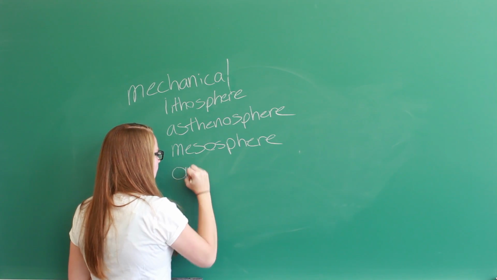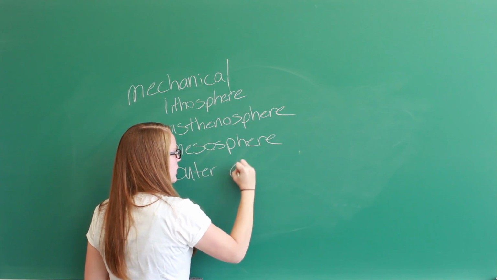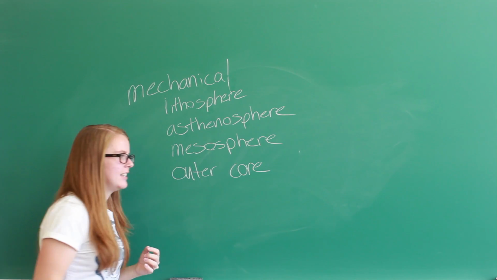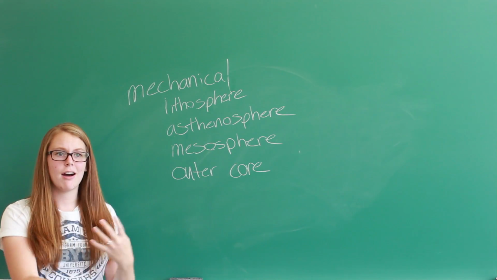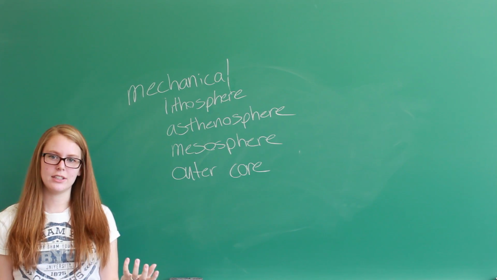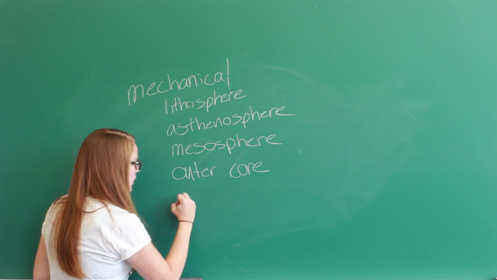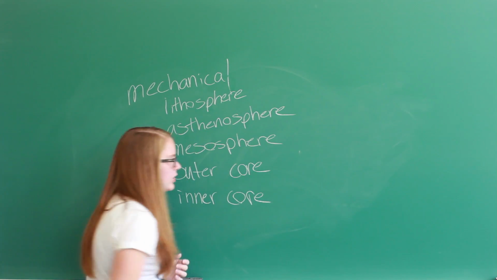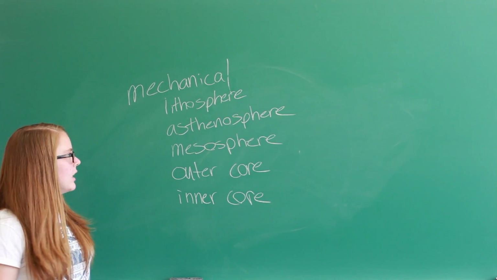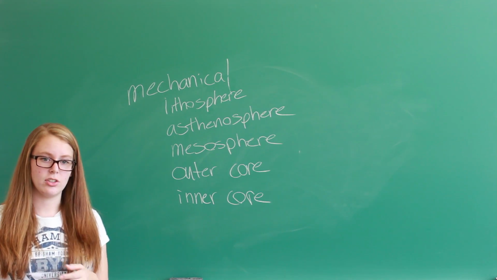We have our outer core, which is a liquid iron layer. It's convecting and moving around, and it causes actually a magnetic field in Earth that we can see. And then our inner core, which is completely solid. So that's our mechanical and compositional layers.